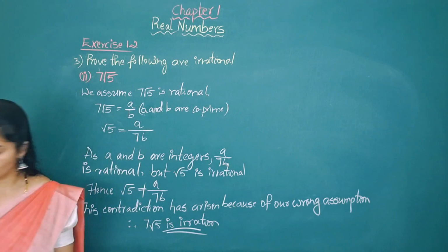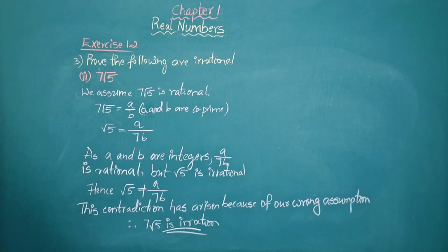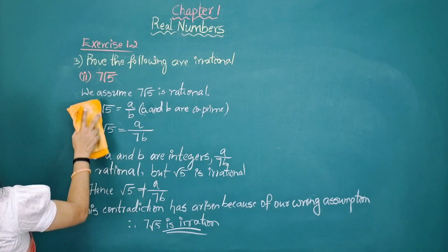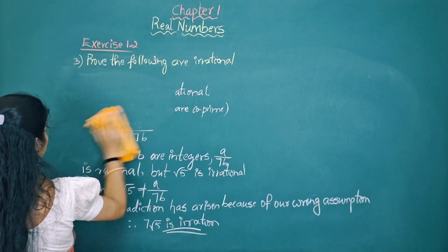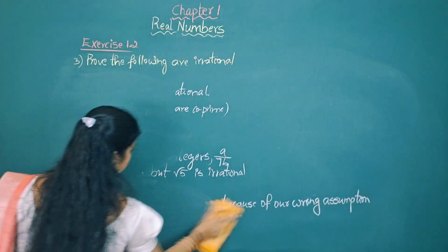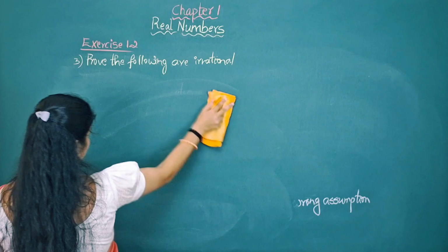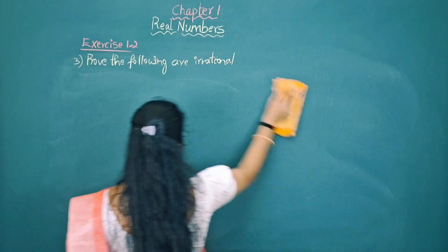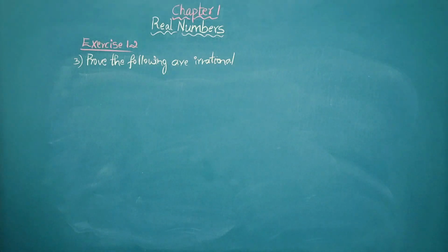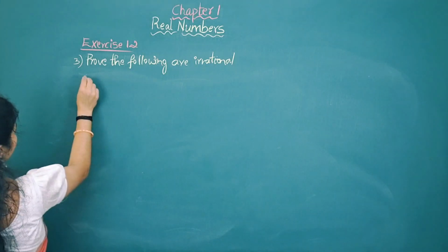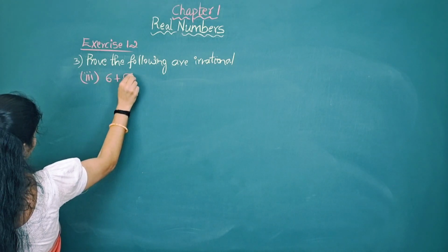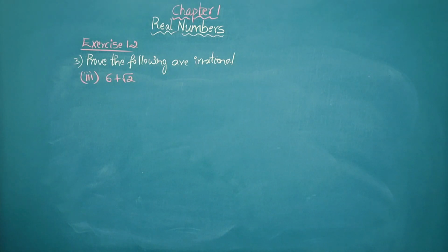Moving on to solving question number 3, that is the last question of exercise 1.2. Okay, so here we need to prove that 6 plus root 2 is irrational. How are we going to do that? Again by contradiction.